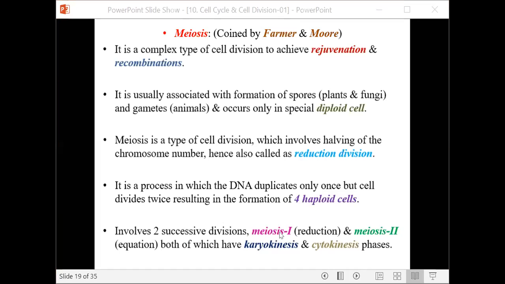Okay. Now meiosis 1 is called reduction. This is the first stage of the meiotic division. During the first divisional process, the chromosomal content becomes half. And meiosis 2 is the equational division, equal, because whatever content is there has been divided into 2. They are getting it equal. Both have karyokinesis and cytokinesis. So karyokinesis is new.